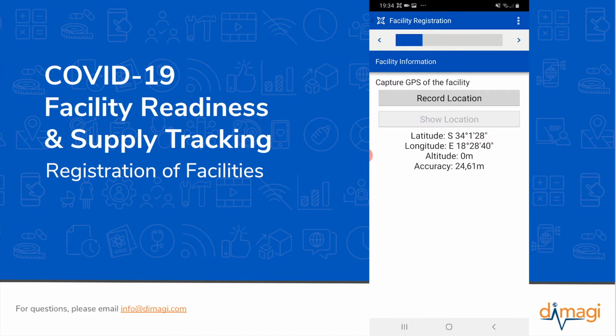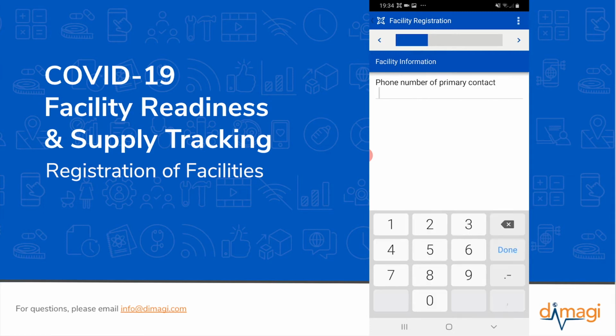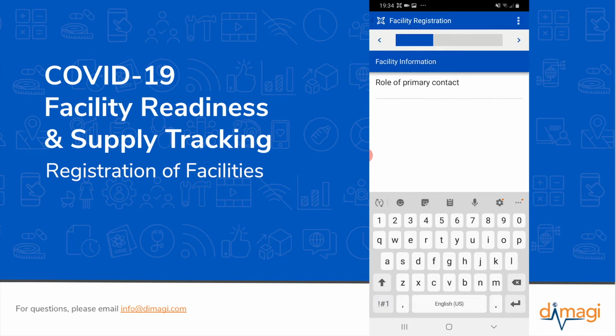The GPS location is captured in latitude, longitude, and allows you to see the accuracy of the position that we captured. Here we want to capture the primary contact at this facility. In this case, we're going to say it's Dr. Smith. Dr. Smith's phone number, we can say, is listed here. And their role at the facility is a Chief Medical Officer.